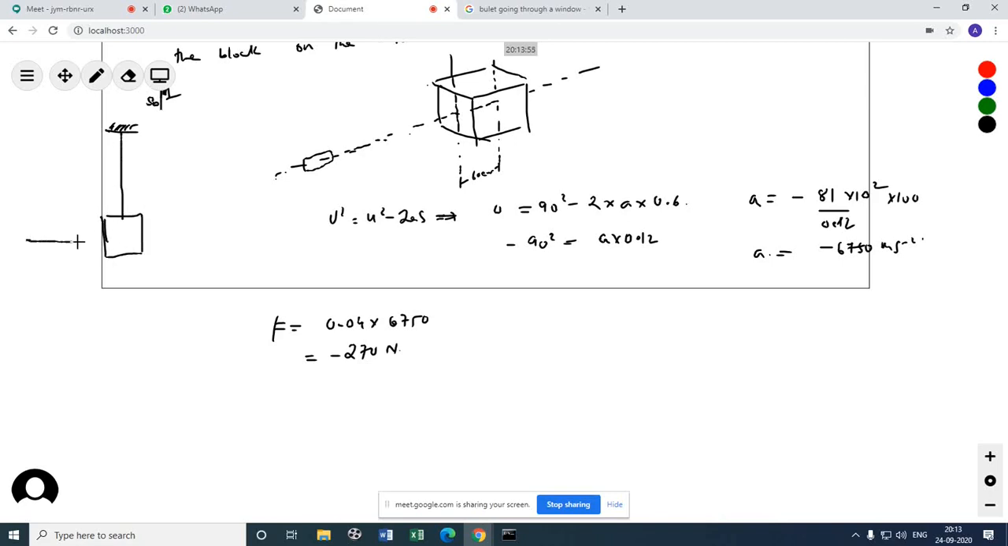I have a block. A block came, and then the bullet came. It penetrates into it, and then it also rises to a certain height. We will do that. How much height does it rise? What is this angle theta? If this length, I will tell you. What is the energy? We'll do that later.